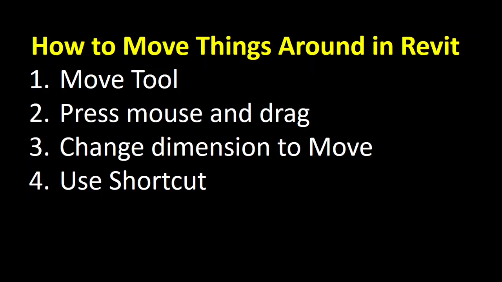Hello, in this video I want to show you how to move things around in Revit using the move tool. There are so many ways we can move things around in Revit. One of the ways is to use the move tool. The second way is to press the left side of the mouse and drag. Then you can also change the dimension of a model element to move it. Number four, you can use a shortcut. So let's dive in to see how you can move things using these four methods that I've described.